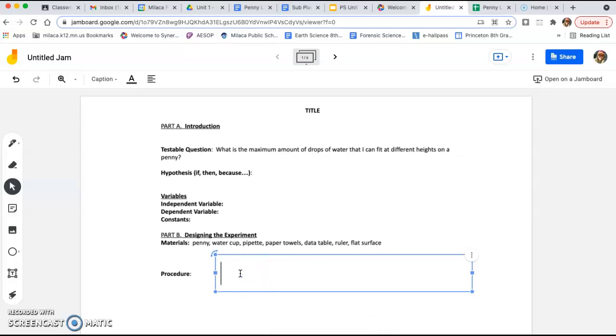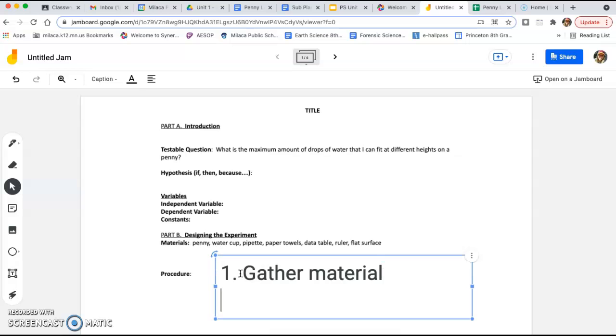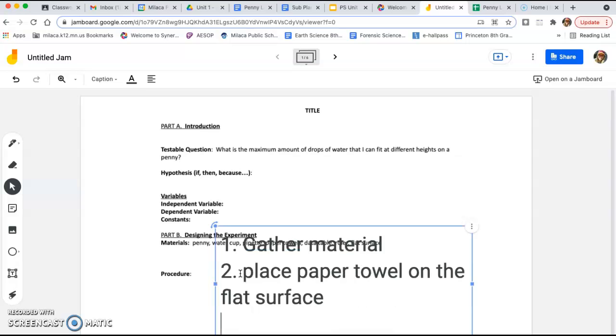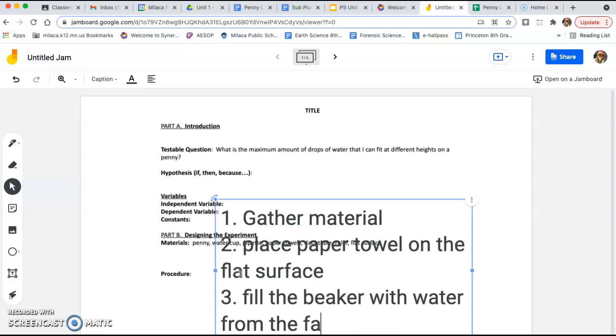Okay, so we said that number one, the first step should always be gather materials. And then you guys helped me out and you said the second step should be something like place the paper towel from our materials on the flat surface. Okay. And then we said something like fill the beaker with water from the faucet.